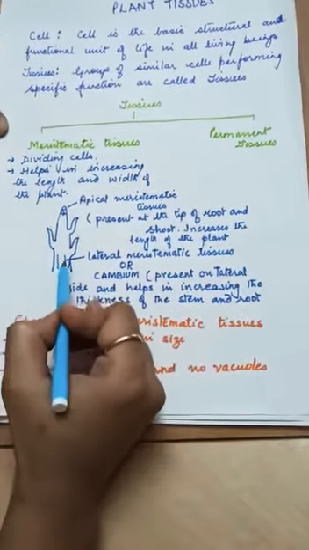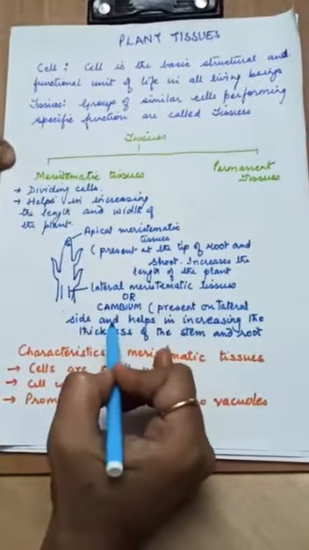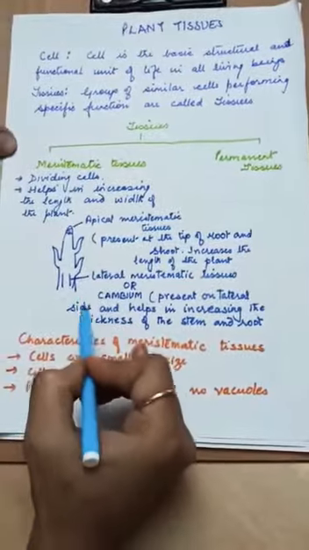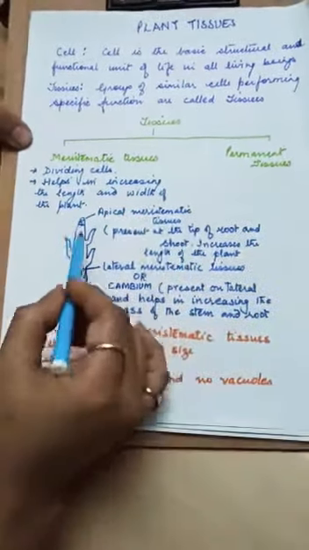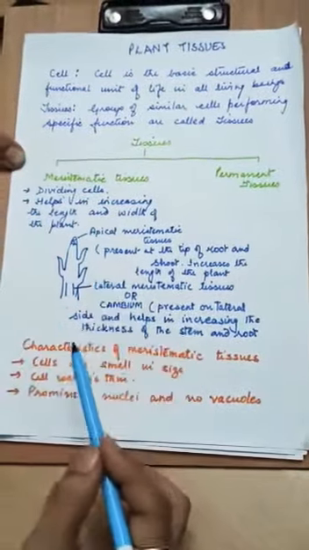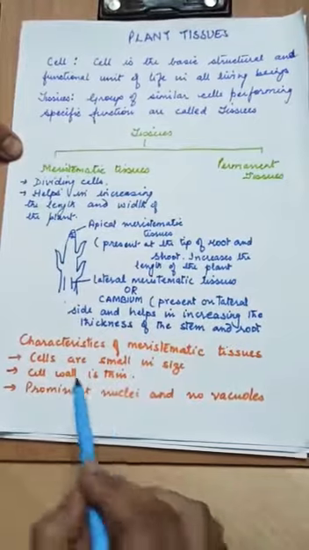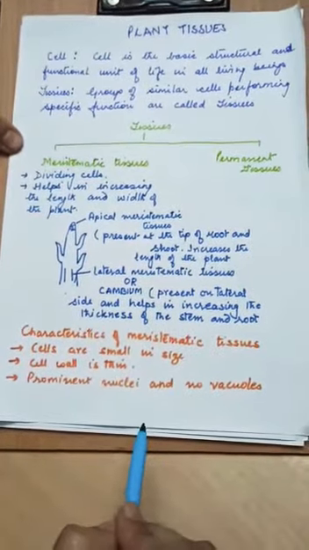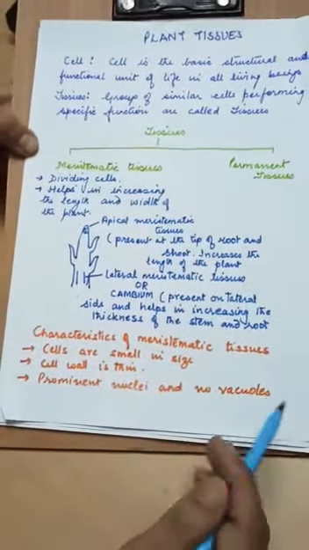On the lateral side is present the lateral meristematic tissue or cambium. This helps in increasing the thickness of the stem and root. So the cells which are present in the meristematic tissues have certain characteristics. They are small in size, the cell wall is thin in these cells, and they have a prominent nucleus and no vacuoles.